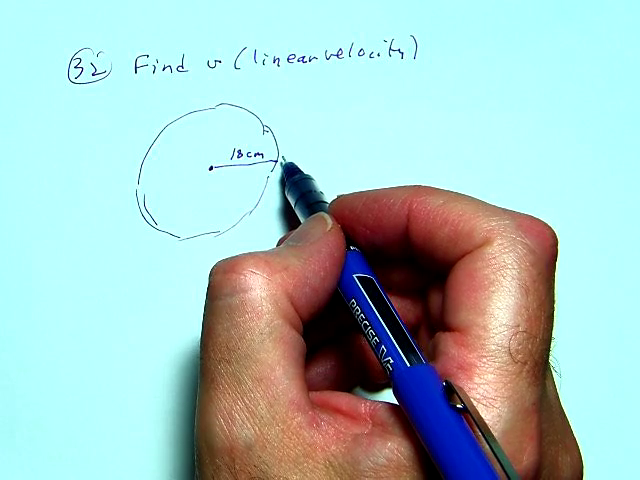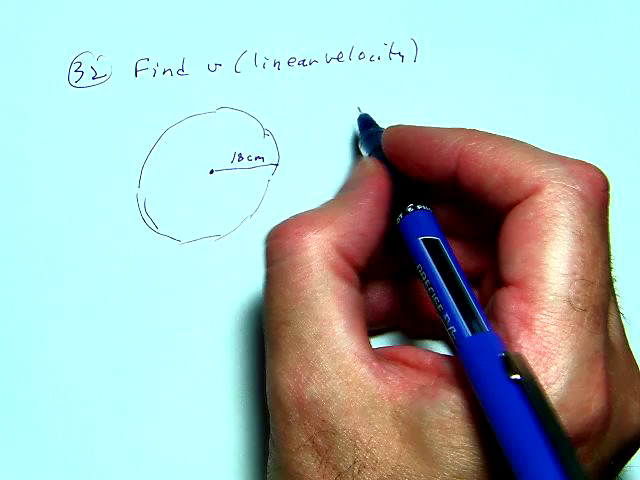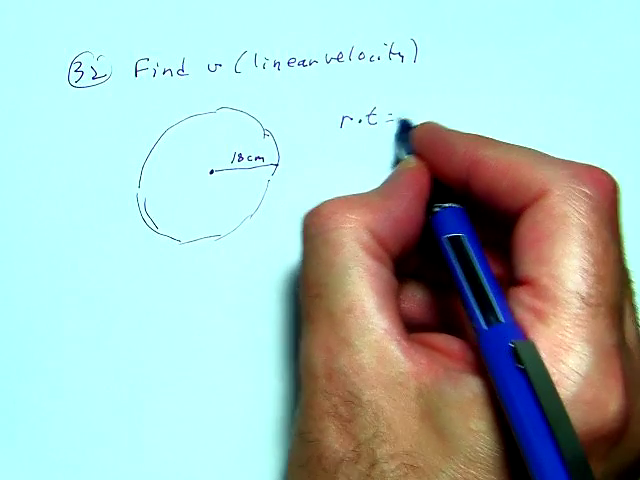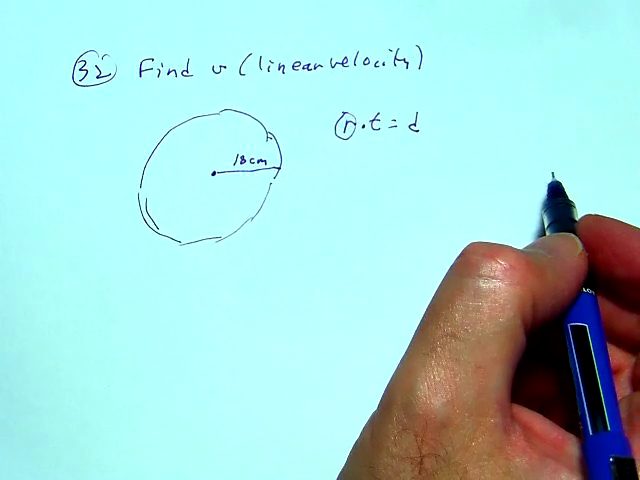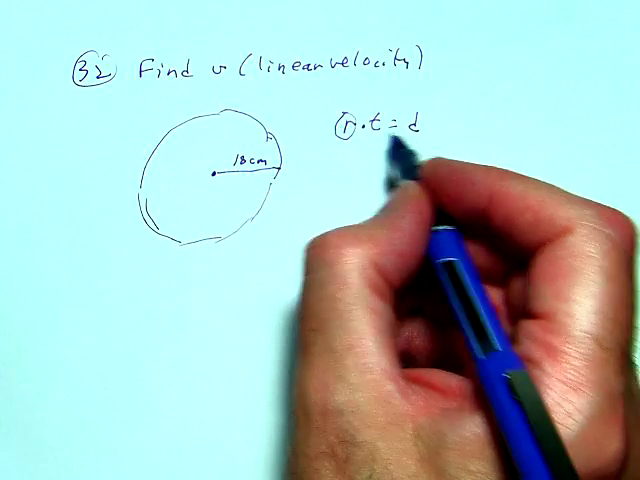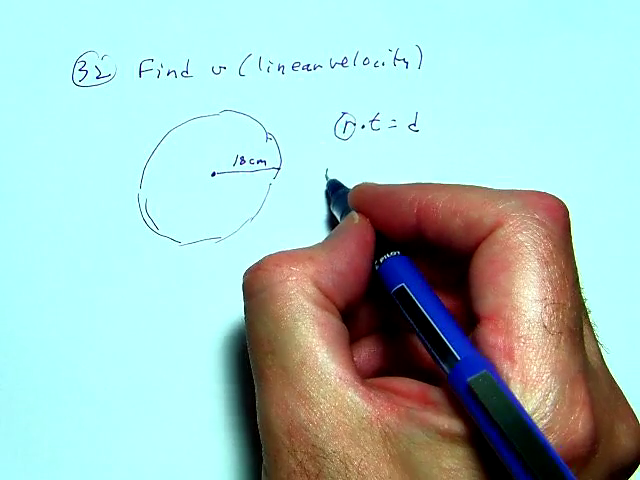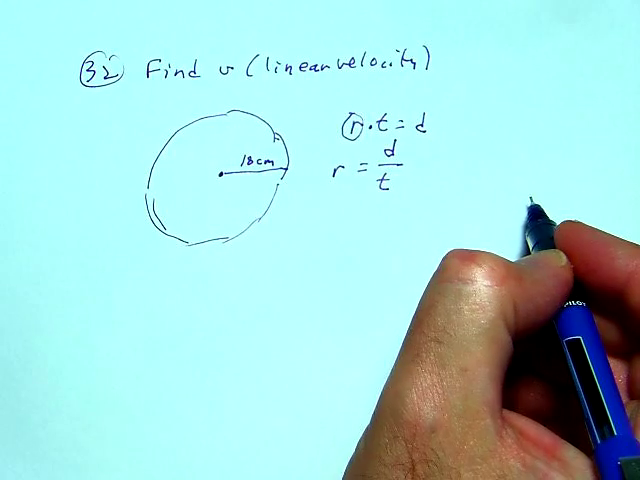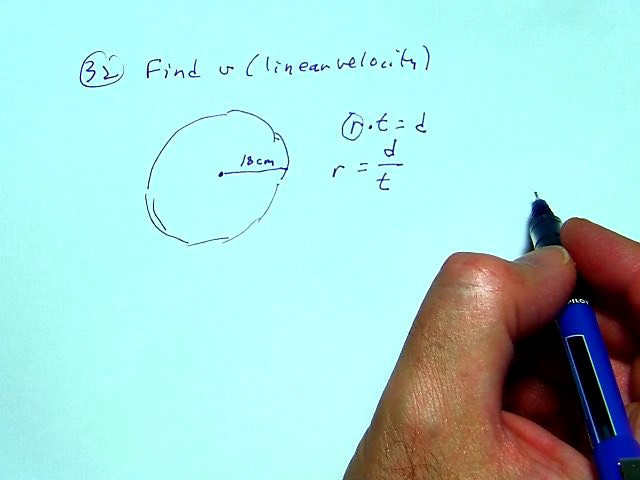Okay, so think about it. We have a very simple formula for linear velocity: rate times time equals distance, where we're looking for the rate. This has nothing to do with what we learned about circles, but it's always true. So if we were looking for the rate, or the linear velocity, that would be the same thing as distance divided by time. Well, how does this help us at all? Let's try to figure that out.